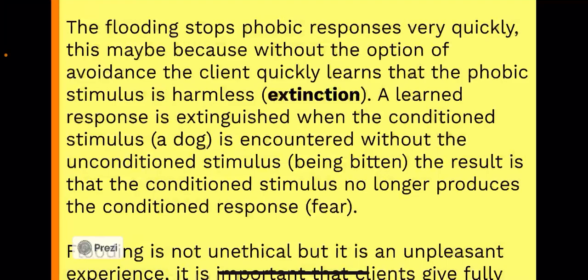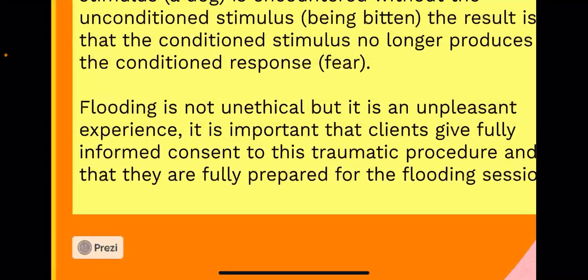This may be because without the option of avoidance, the client quickly learns that the phobic stimulus is harmless, and this is called extinction. A learned response is extinguished when the conditioned stimulus, for example a dog, is encountered without the unconditioned stimulus, being bitten. The result is that the conditioned stimulus no longer produces the conditioned response of fear. So they learn that it's not harmful.